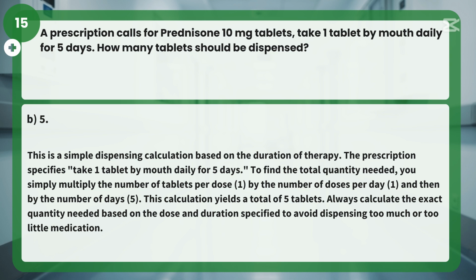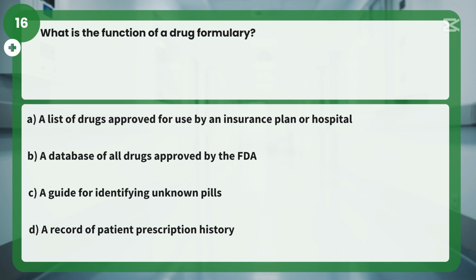Always calculate the exact quantity needed based on the dose and duration specified to avoid dispensing too much or too little medication. Question 16. What is the function of a drug formulary? A. A list of drugs approved for use by an insurance plan or hospital. B. A database of all drugs approved by the FDA. C. A guide for identifying unknown pills. D. A record of patient prescription history.